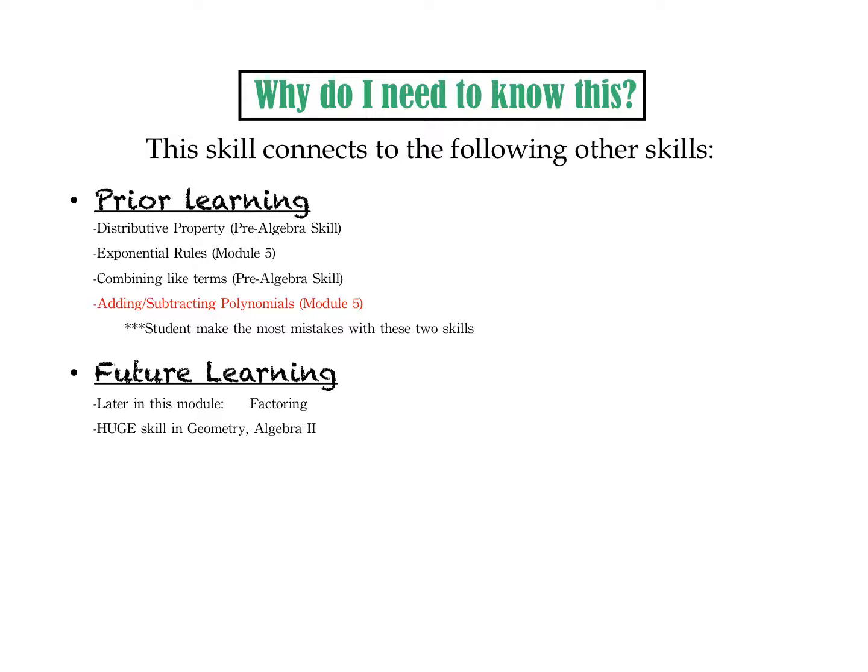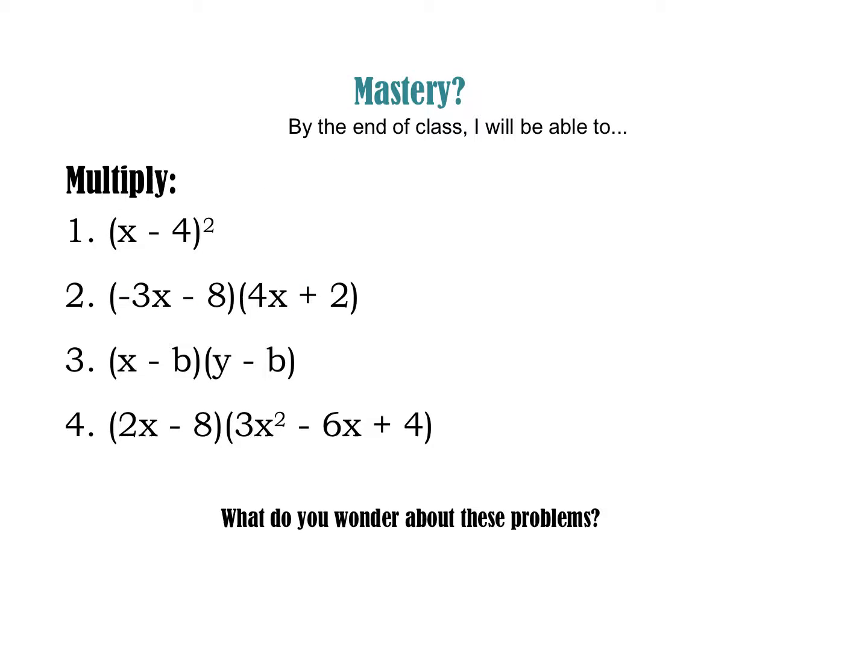It connects to the idea of distributive property, which you know about, the exponent rules, combining like terms, and it's also connected to adding and subtracting polynomials, which is what we just finished. So by the end of the lesson, you should be able to take problems like these and multiply them out. So when you stop and look at those 4 problems, what do you wonder about those problems? What questions pop up when you see these 4 problems?